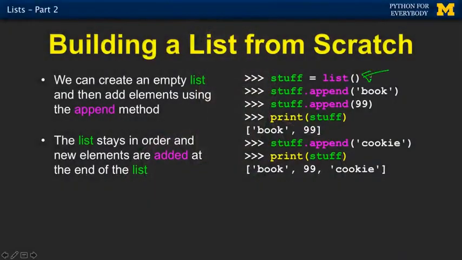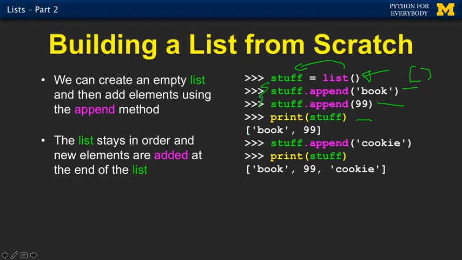There's a couple of ways to build a list from scratch. We're calling this a constructor, and so list is a predefined type. This is the type of list. So we say make a brand new list. That's the same as saying give me an empty list and then assign it into stuff. So that is a list with nothing in it. So the length of that is 0. And then we say, let's append the string book, and then let's append the string 99, and we print it, and now we have a list with 2 items.